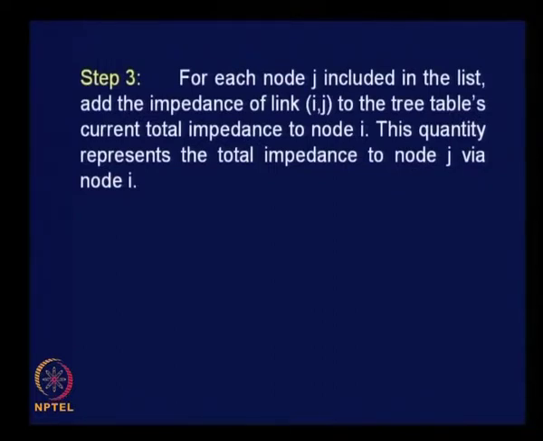Step 3, for each node j included in the list, add the impedance of link ij to the tree table's current total impedance to node I. This quantity represents the total impedance to node j via node I. It simply explains the process of proceeding further and then identifying the nearest node and considering that node as node I to proceed further.